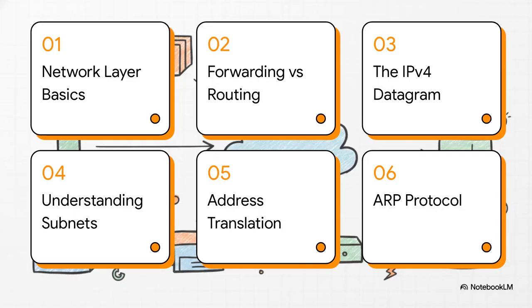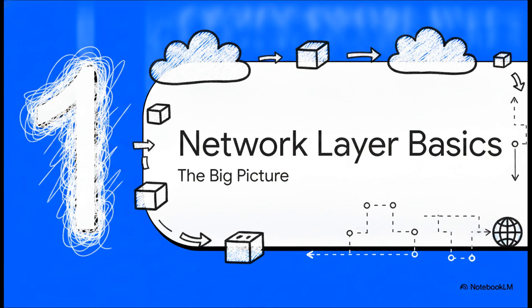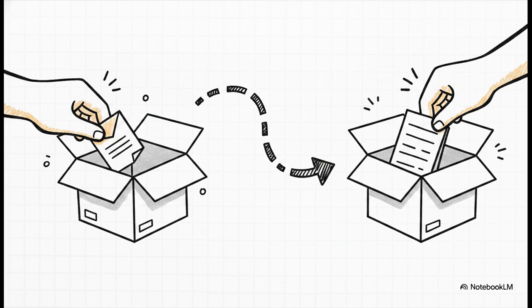So here's our game plan for today. We're going to cover the basics, look at forwarding versus routing, unpack the IPv4 datagram, and then dive deep into subnets, NAT, and finally wrap up with ARP. Let's get to it. Okay, kicking things off with part one, the big picture of the network layer. So, what's the ultimate goal here?